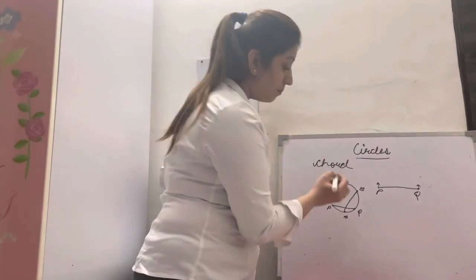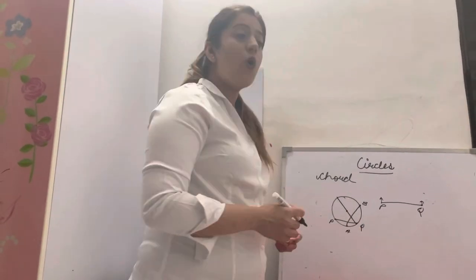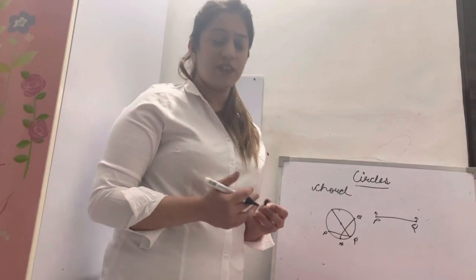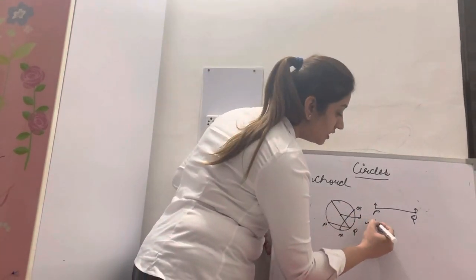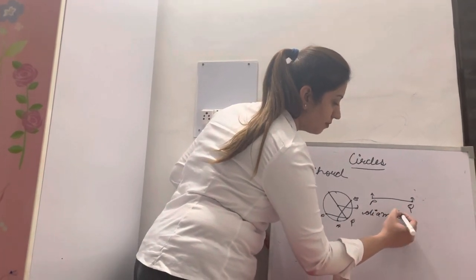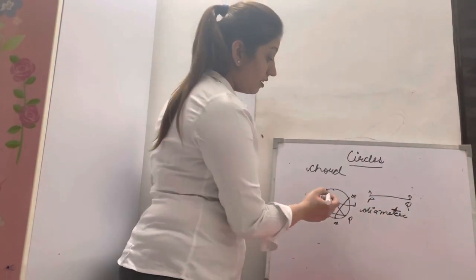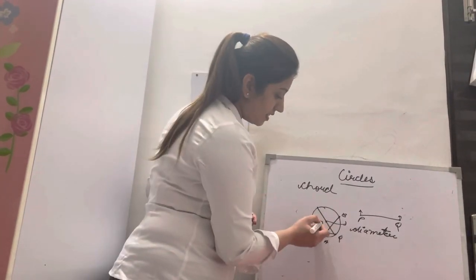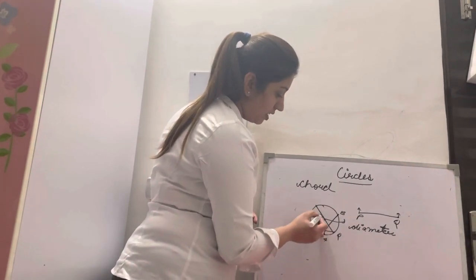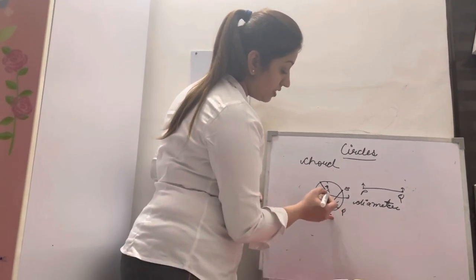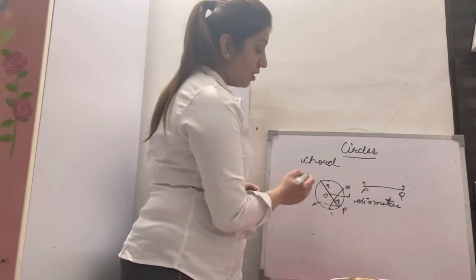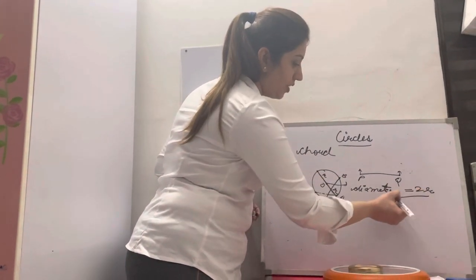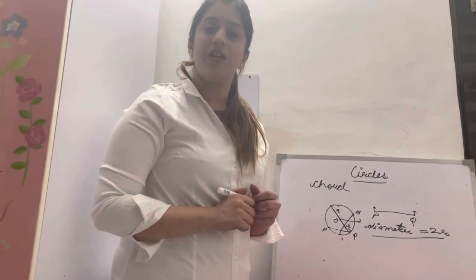But the chord that passes through the center of the circle, or which bisects the center of the circle, is what we call the diameter. The diameter is also called the longest chord. If this is the center, starting from here up till here, this is a radius, and this is also another radius. So the diameter is equal to twice the radius, as you can see here, which means 2 times the radius.